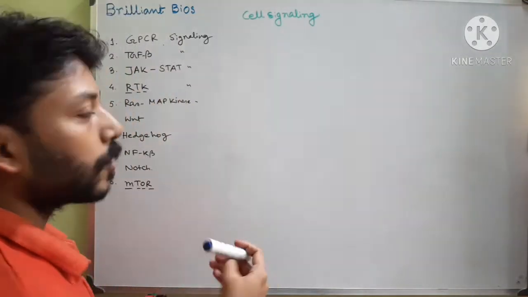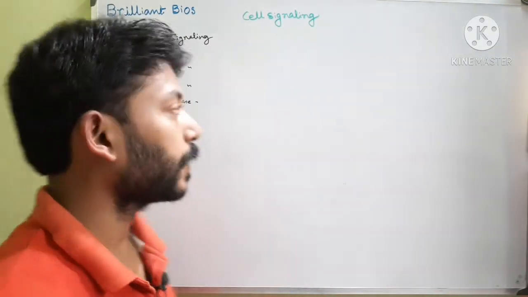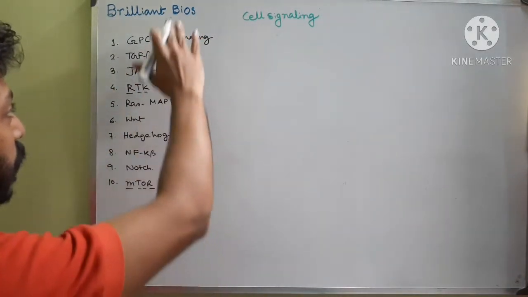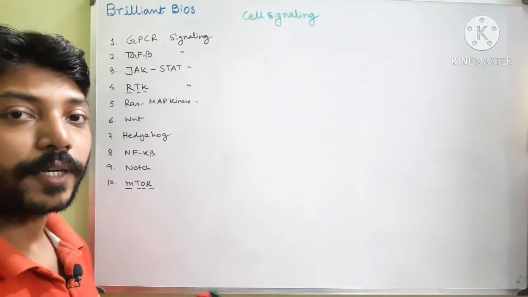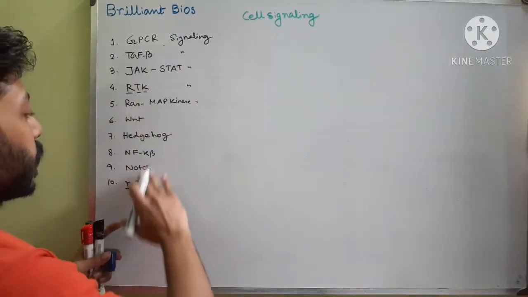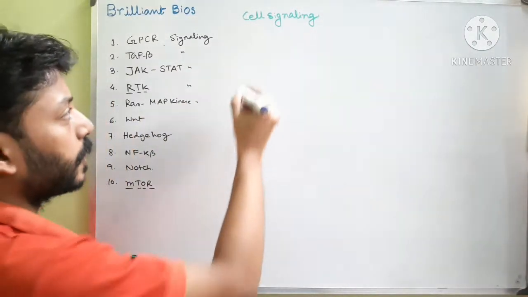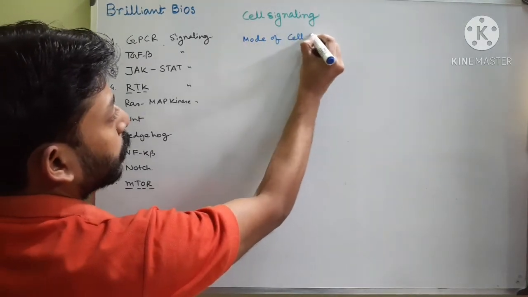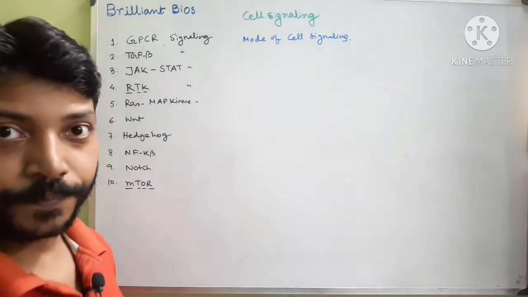Now I will give you some basic concepts about cell signaling. The first is the modes of cell signaling. How many types of signaling can occur? I am not going to give you the details about all these signaling pathways in this class; in my subsequent classes I will talk in more detail about them. So the basic concept here is the mode of cell signaling. How many types of cell signaling can occur in a cell? You have to understand this first.